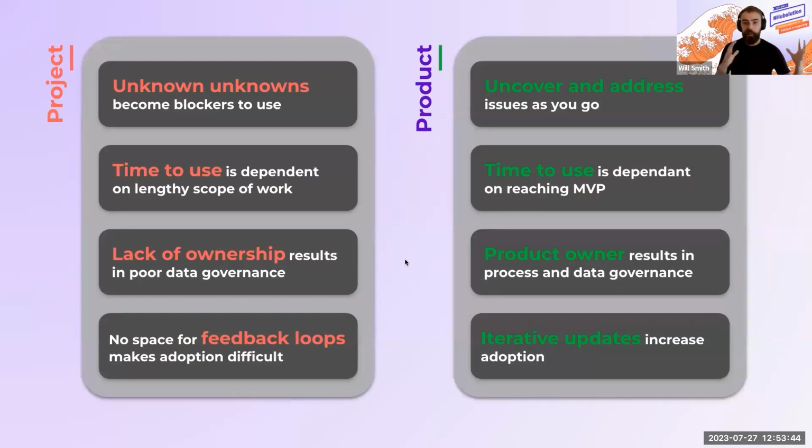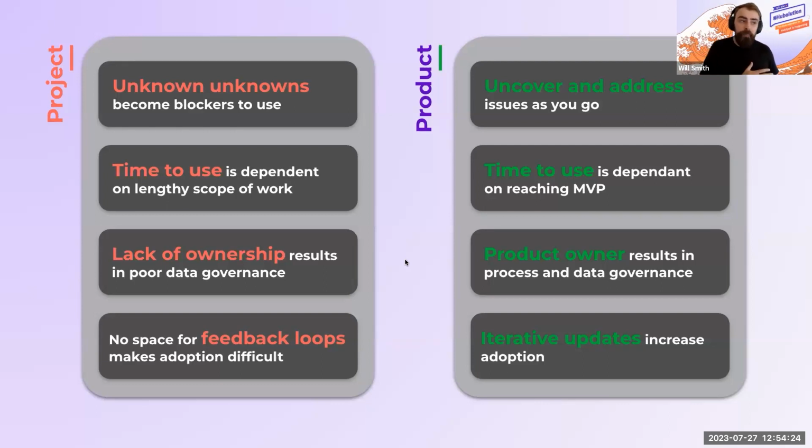So this is a kind of side-by-side comparison of treating it like a project to treating it like a product. The unknown unknowns become a blocker to use in a project. You can plan for everything, but there will always be things you don't plan for. Whereas in a product, you can uncover those naturally and address them as you go. The time to use in a project is dependent on a very lengthy scope of work. Usually it's a very long time when you're still probably paying for a different CRM. Whereas the time to use is dependent on essentially reaching a minimum viable product when you think about things from a product perspective. It's about reaching those things that you really need and then building on top of that.